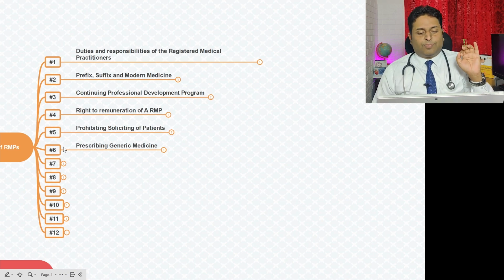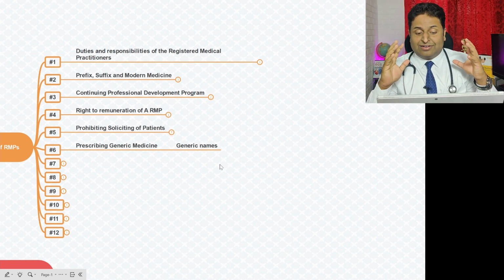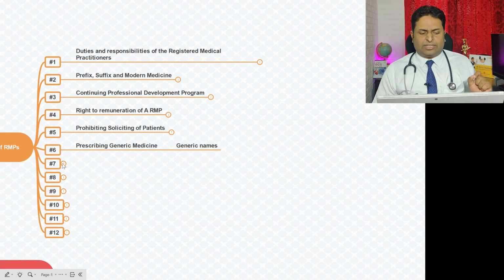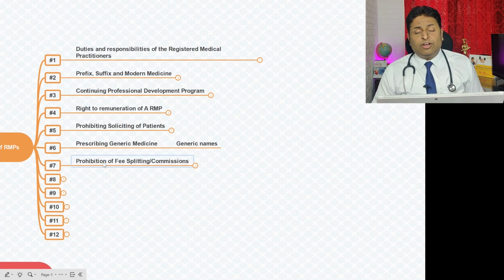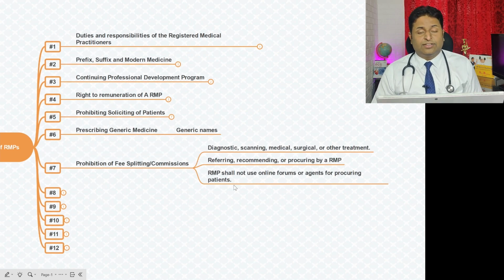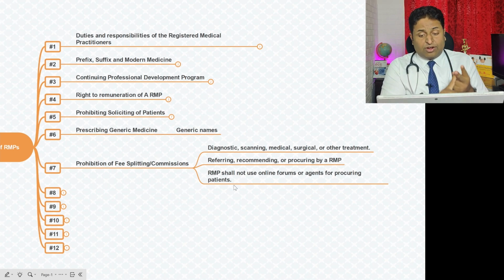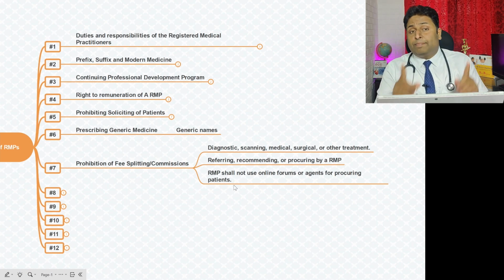And sixth is prescribing generic medicines. It says that all of us have to prescribe the generic names of the drugs when prescribing medicines. And prohibiting of splitting and commissions. What does it say? You cannot split or give commissions for diagnostic centers, scanning, medical, surgical or any other treatments, and also for referring, recommending or procurement of a registered medical practitioner, you cannot do any splitting of fee or commissions. And registered medical practitioners shall not use online forums or agents for procuring patients. So all this should not be done.